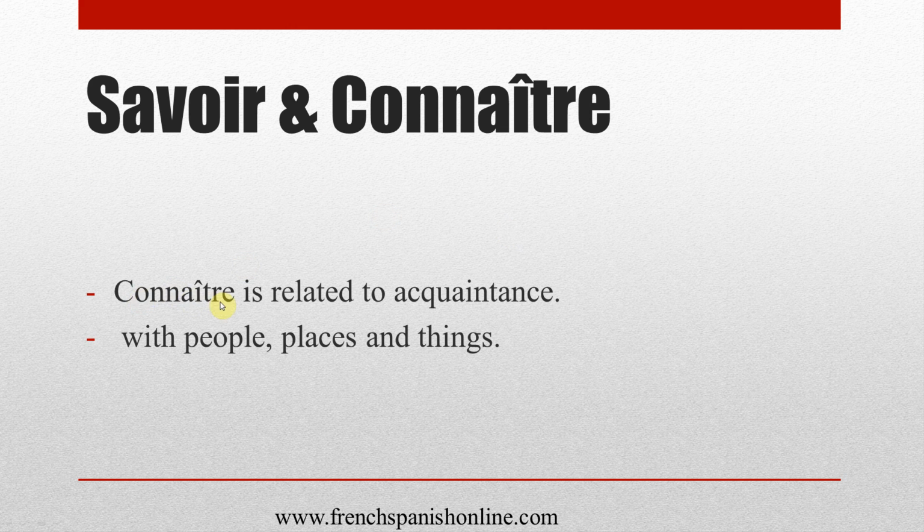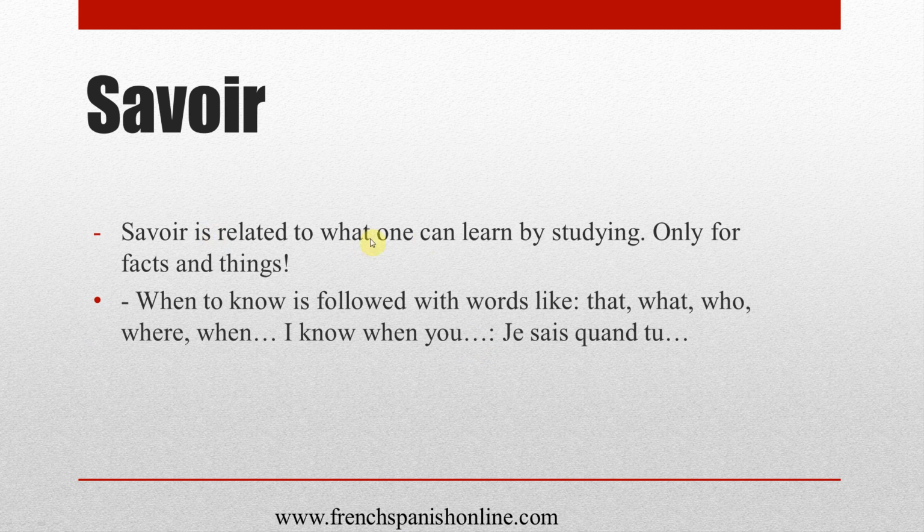Connaître, first, is related to acquaintance, and we use it for people, places, and also things. Savoir is related to what one can learn by studying, so the knowledge is deeper. And we use it only for facts and things, never for people nor places. We also use the verb savoir when to know is followed with a clause, with words like that, what, who, where, etc. I know when you come, for example, so to know followed by when, we use the verb savoir, je sais quand tu viendras.